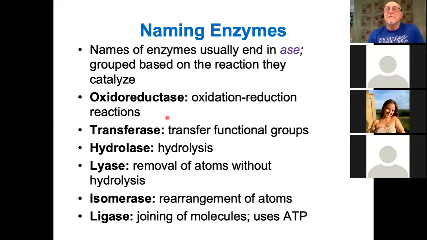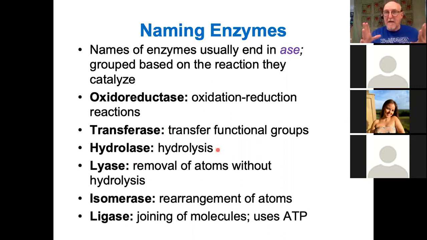Transferases actually take a functional group. You remember your functional groups like the hydroxyl group and carboxyl group, et cetera. A transferase will take a whole functional group and move it from one substance to another. There are some specific names for some of the transferases. For instance, there are phosphorylases, which are also transferases, which take phosphate groups and move them. And those would be important in phosphorylating enzymes, for example.